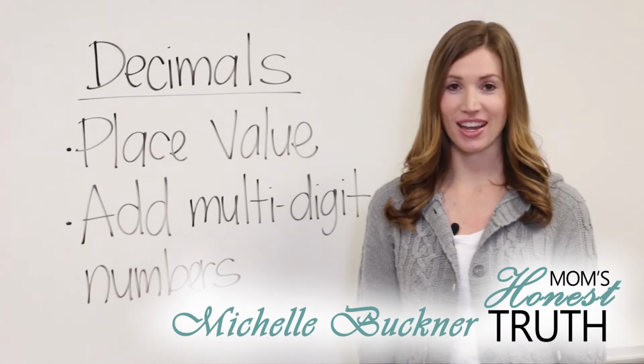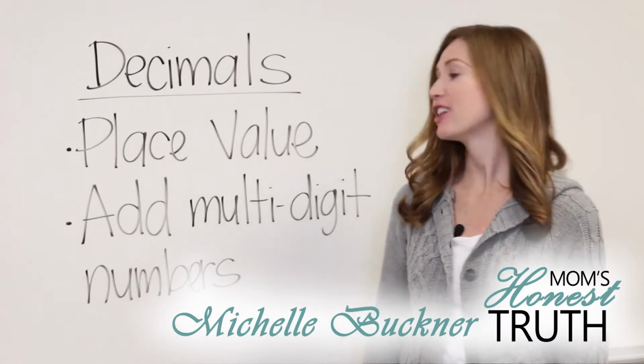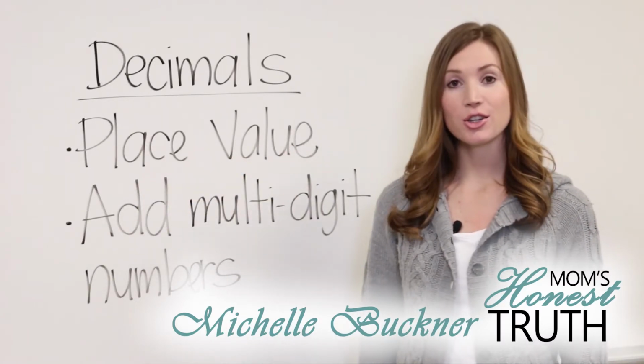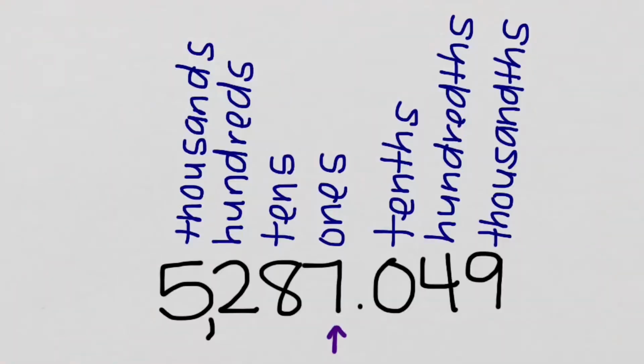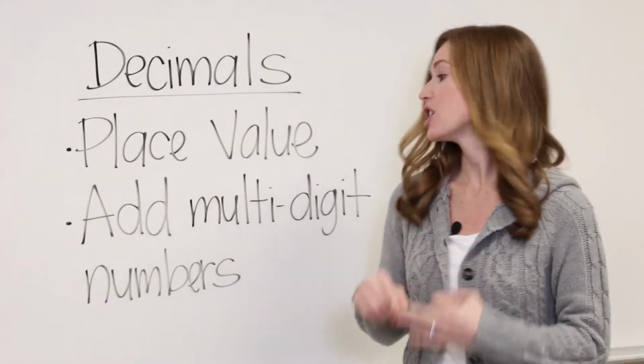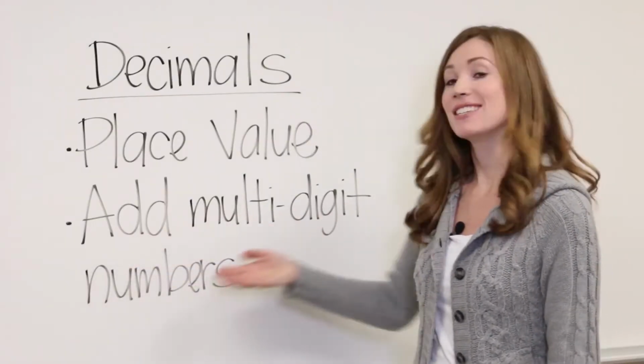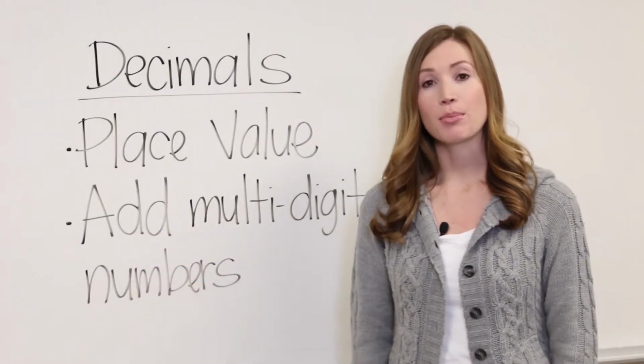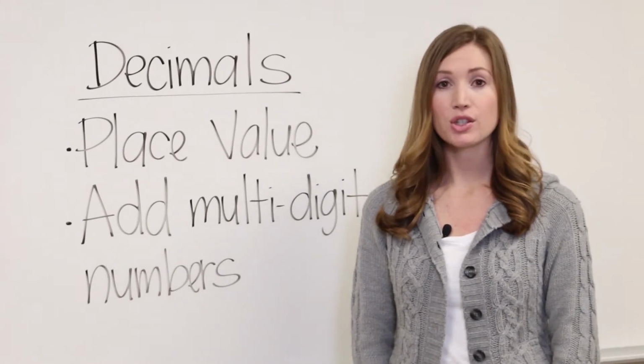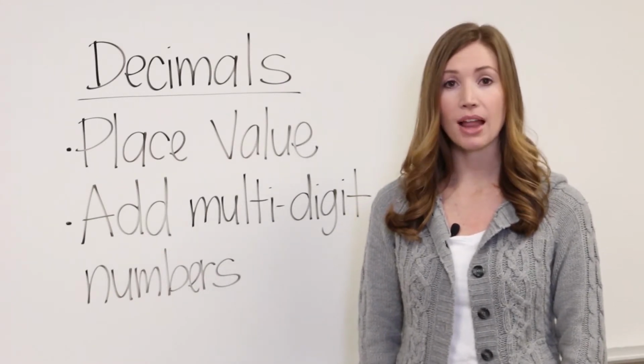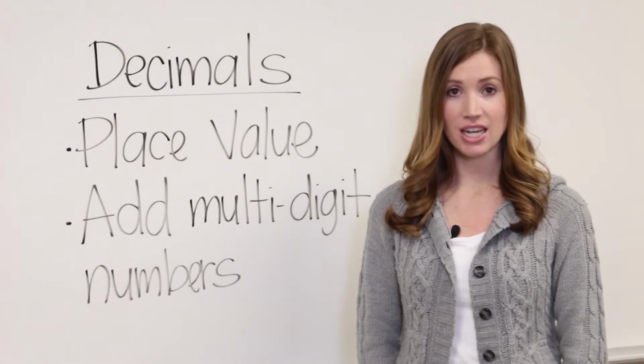Before watching this decimals video, there are a couple things you should know. First, place value. You should be familiar with the ones, tens, hundreds, and thousands places, as well as the tenths, hundredths, and thousandths places. You should also know how to add multi-digit numbers. For example, you should be able to add the numbers 221 plus 350.